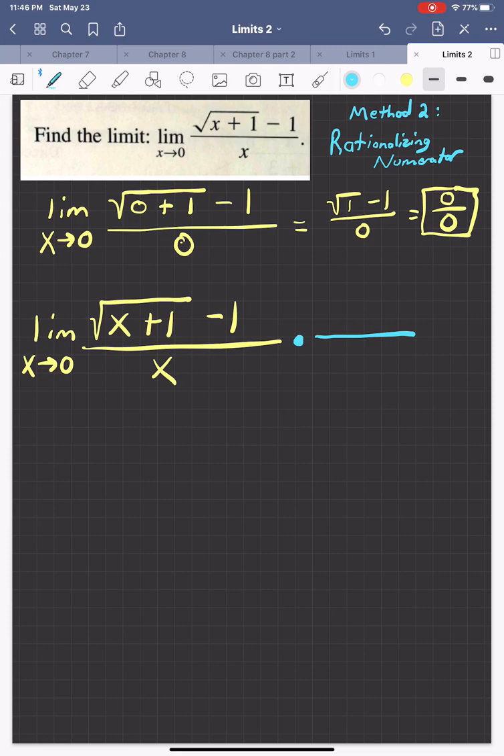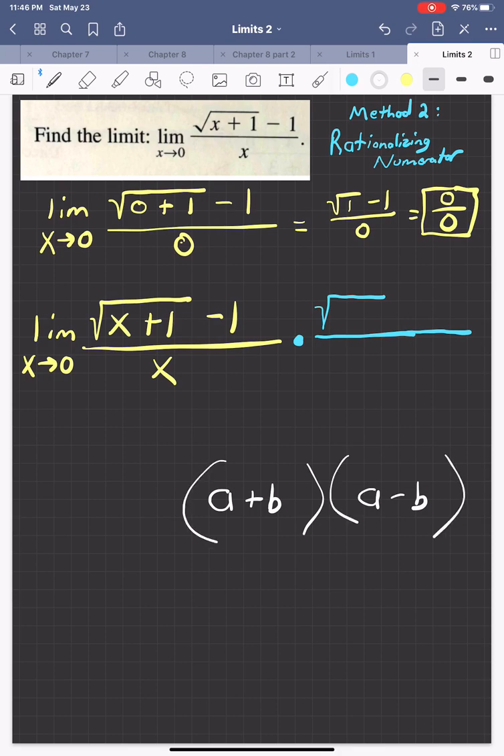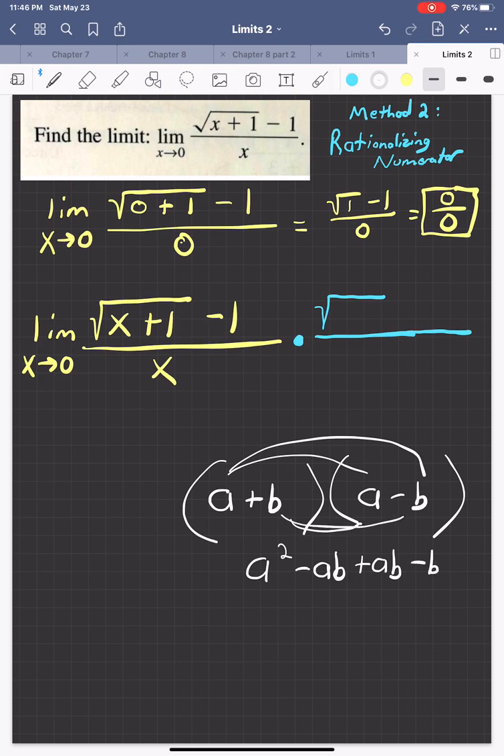And what we're going to choose is to multiply by the conjugate of the square root of x plus 1. So I'm going to write something and I'm going to erase it. Really quickly, the conjugate of a plus b is a minus b. The conjugate of a minus b is a plus b. Now let me show you why multiplying by the conjugate is very handy. If I were to FOIL this, well, let's do it. We would have a times a is a squared. Then you'd have a times negative b, so that would be negative ab. Then you'd have b times a, so that would be positive ab. And then finally you would have b times negative b, which is negative b squared.